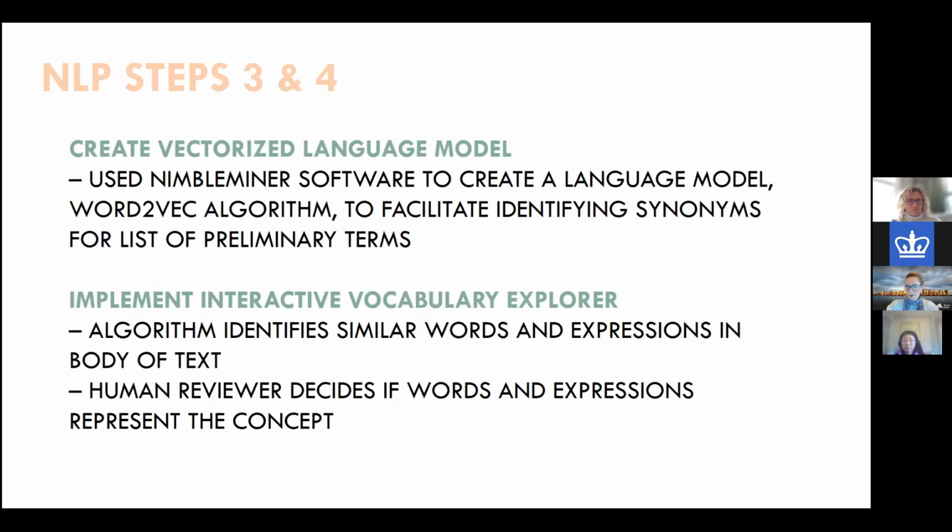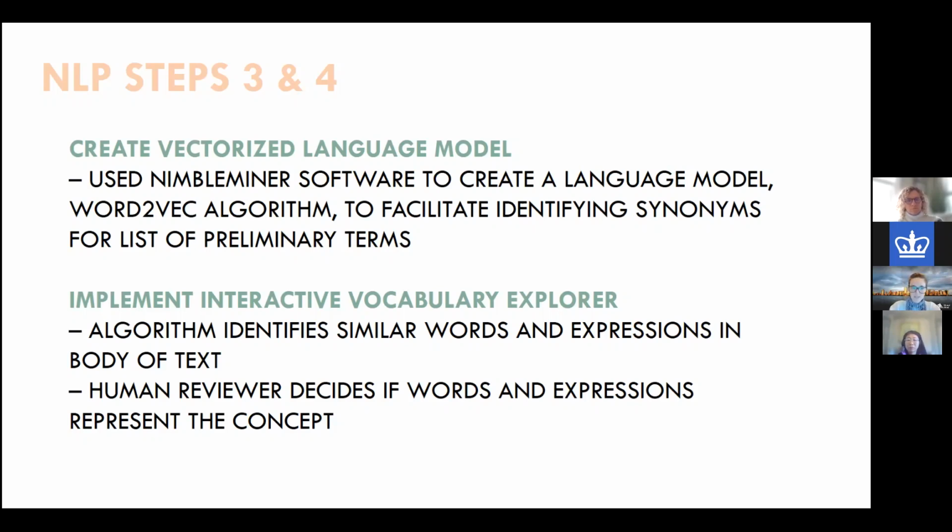So in steps 3 and 4, and here's where it gets really technical, but I've tried to boil it down for my own mind into two or three sentences to understand. First, we created a vectorized language model. This used the Nimble Miner software, which you can run on R. I believe it's actually created by Max Topaz, correct me if I'm wrong, but it's something that's freely available to the public. And this is the software that is used to create a language model called the Word2Vec algorithm. This helps to facilitate identifying synonyms for our list of preliminary terms. So we came up with an initial list, and then we need to apply an algorithm in the data in order to come up with additional terms and expressions that might be related.